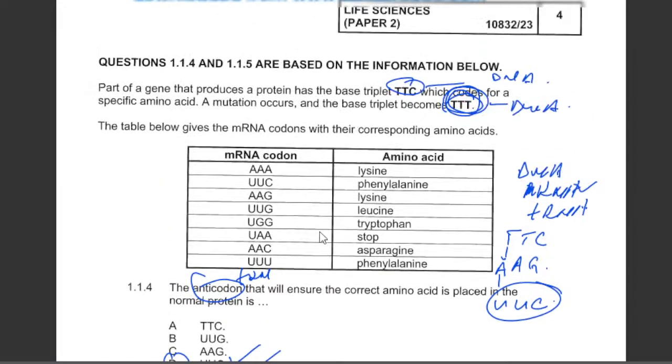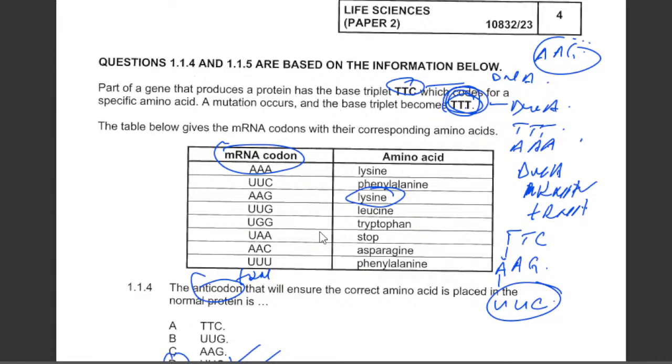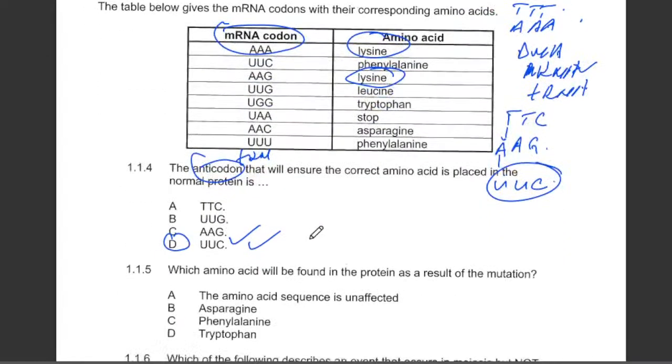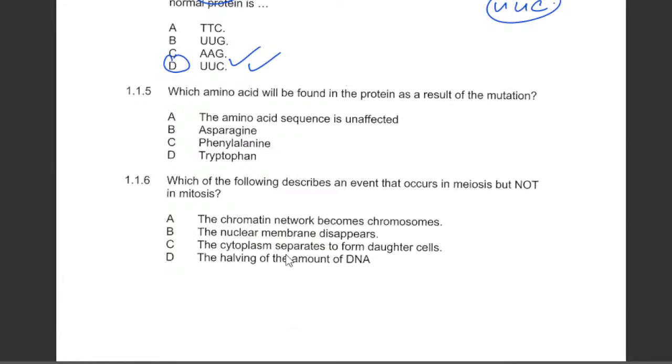Let's find out. When you convert this, because this is messenger RNA, it's going to be AAG. So I find out what AAG is. AAG is leucine. No, it's not leucine, it's lysine. And then what about this TTT? When you convert it, it becomes AAA. So AAA is the same thing. So the answer here therefore becomes the amino acid will not be changed or affected. So that is the answer.